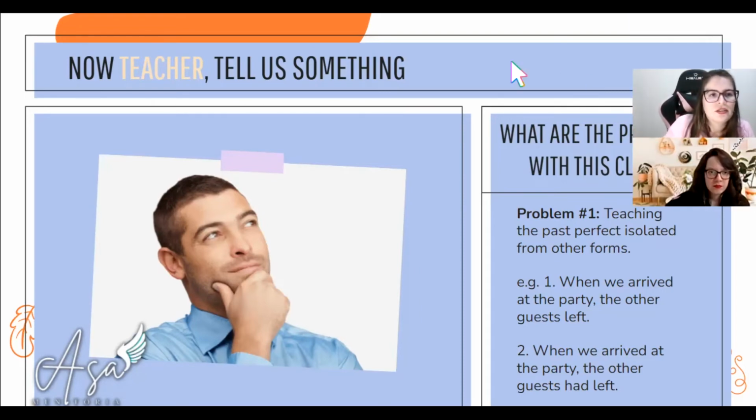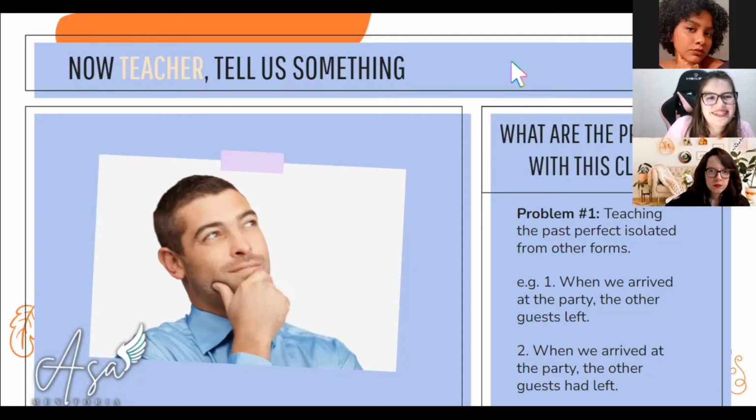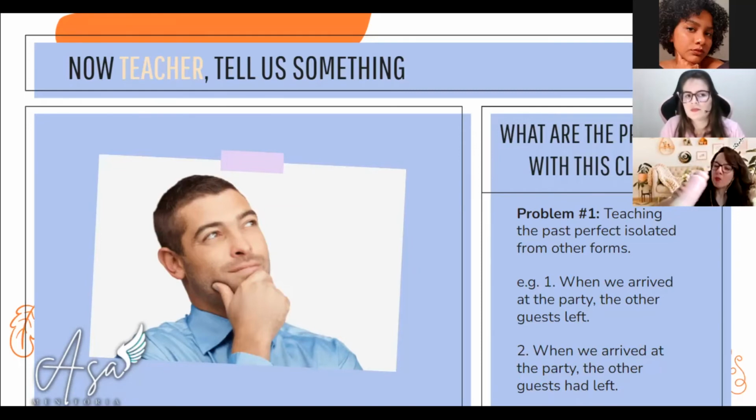Bia wants to talk. Go ahead, Bia. Like when we arrived at the party, the other guests left. Like in the second moment that you arrived, the people left. And the second one, when we arrived at the party, the other guests had left. When we arrived, they already had left it. Yeah. Could you understand? So in the second sentence, which action happened first? Us arriving at the party or the other guests leaving?